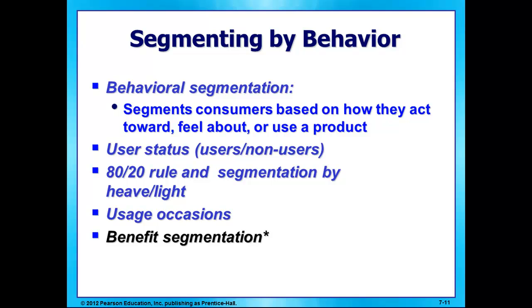The third class of variables for segmentation is behavior-based segmentation. Essentially, this variable divides all customers in the market based on how they actually use a specific product. For example, user status is the first behavior-based segmentation variable. One common typology for user status is users versus non-users. And I'm going to give two examples of this so that you understand how marketers use it.